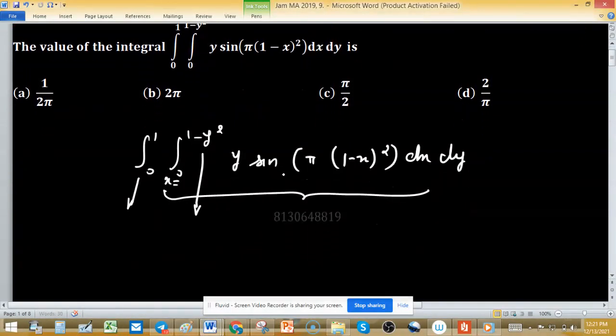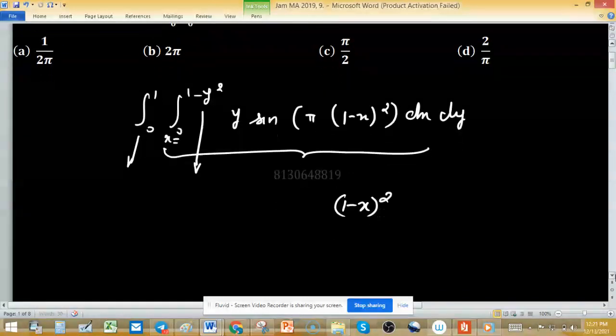All trigonometric functions are transcendental functions, and sometimes transcendental functions make difficulties in a problem, so we need to change the order of integration, as the integrand function doesn't have the derivative of 1 minus x whole square.